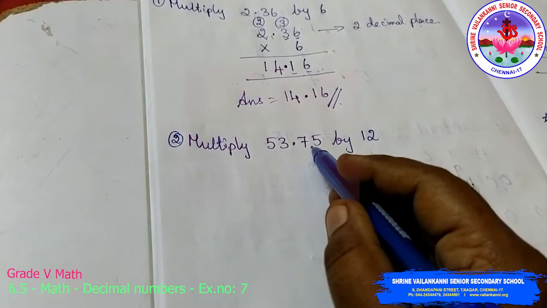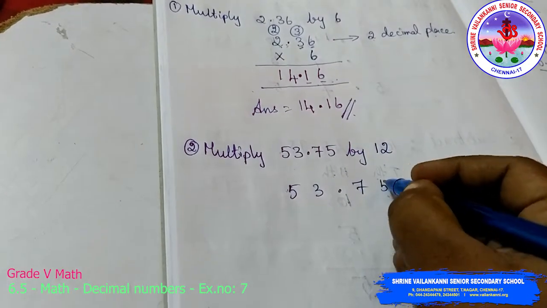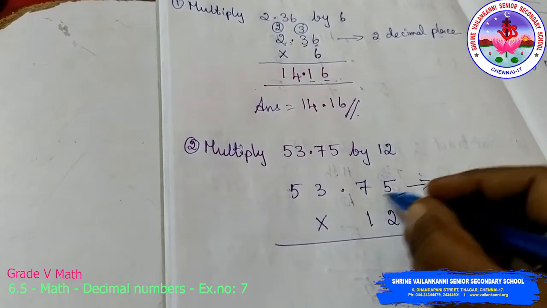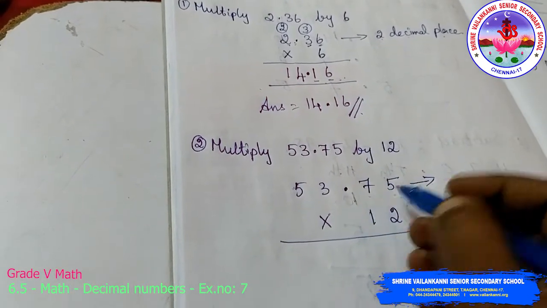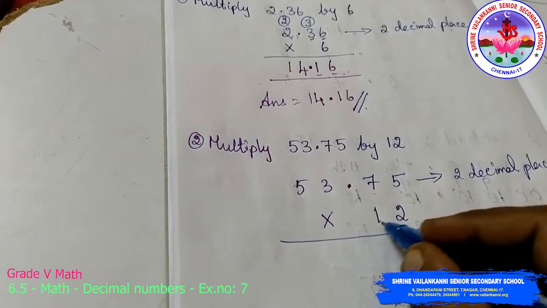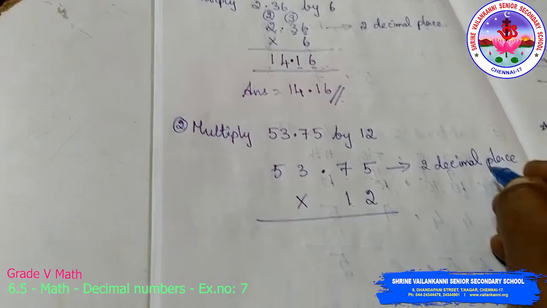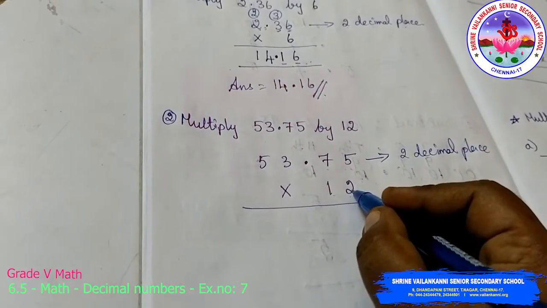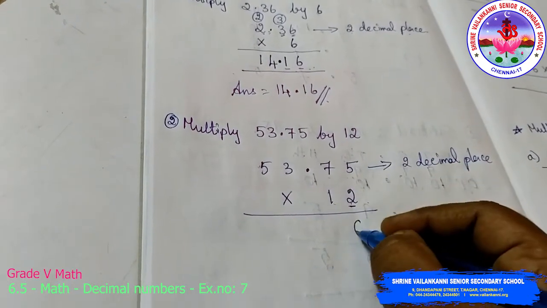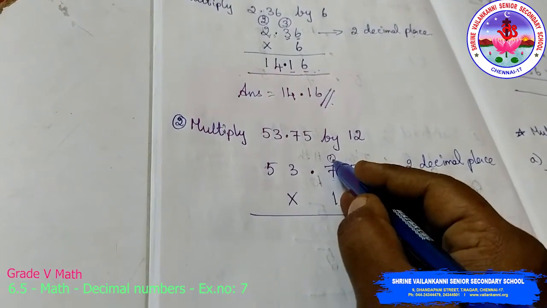Okay, I'll show you one more example. Multiply 53.75 by 12. 53.75 into 12. So here how many decimal places after the decimal? 1, 2. So 2 decimal places after the decimal point. Here no decimal, so altogether only 2 decimal places we are going to consider. First I am going to do multiplication with the 2 table. First the 1's place I am going to multiply. 2 fives are 10. 1 here. 2 sevens are 14. 14 plus 1, 15.